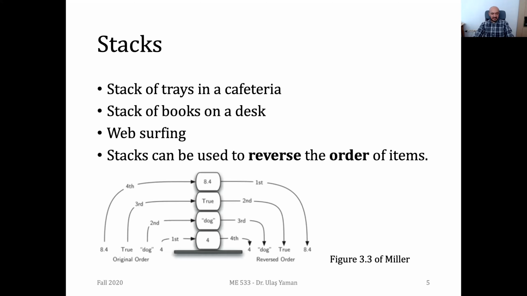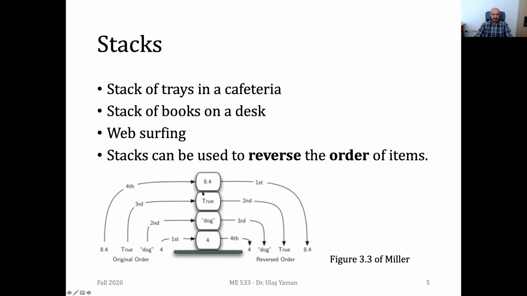This is how it's actually working. We have 4 items, as you see. This is the initial operation. We first put 4, then dog, then true value, then 8.4 value.